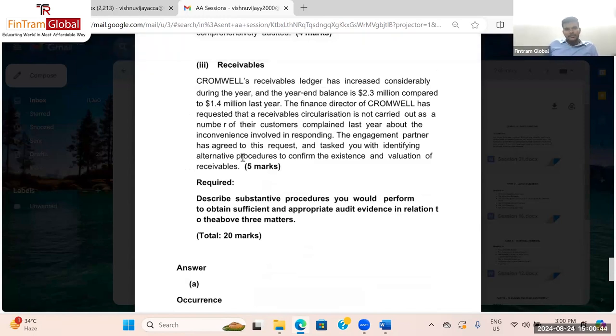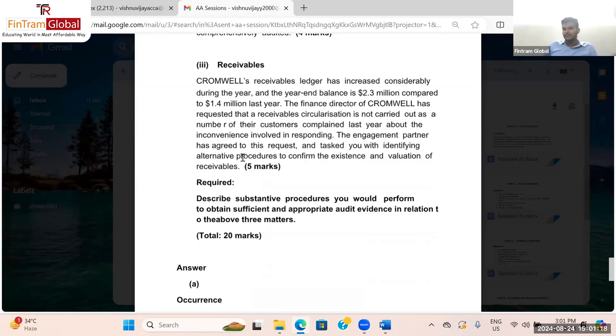Another situation is Cromwell's receivables ledger has increased considerably during the year, and the year-end balance is 2.3 million compared to 1.4 million last year. The finance director of Cromwell has requested that a receivable circularization is not carried out, as a number of their customers complained last year about the inconvenience involved in responding. The engagement partner has agreed to this request and tasked you with identifying alternative procedures to confirm the existence and evaluation of receivables.